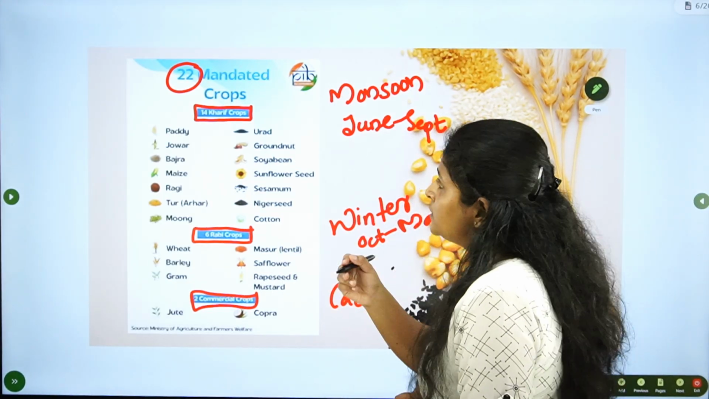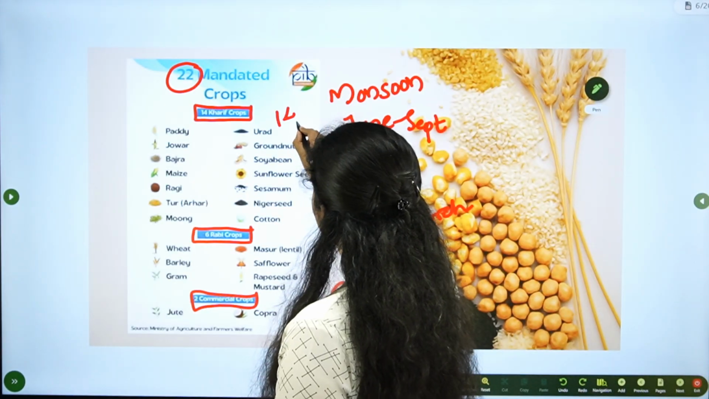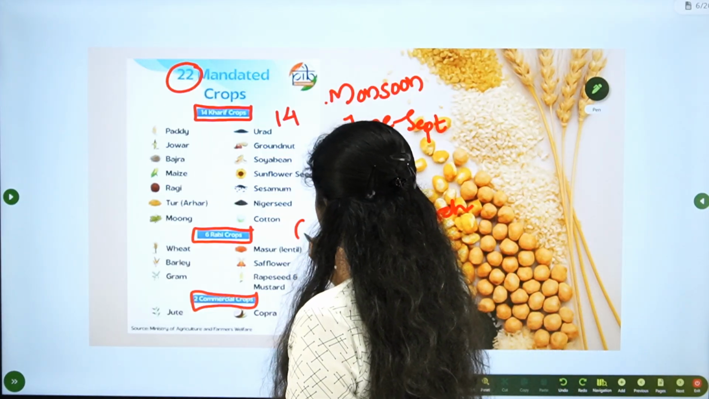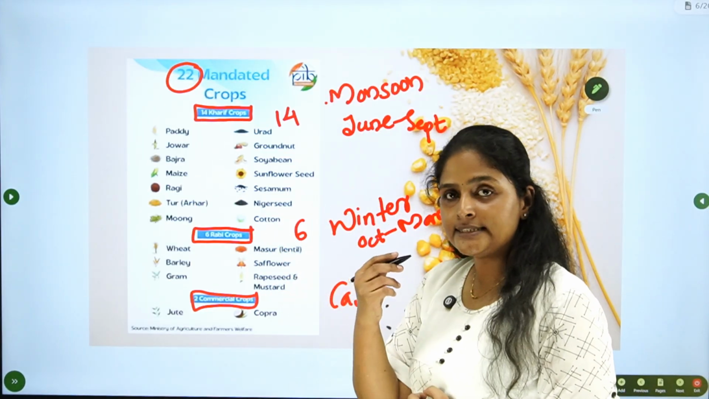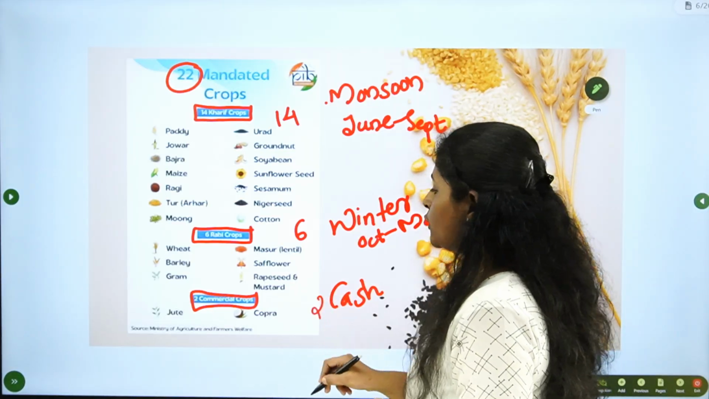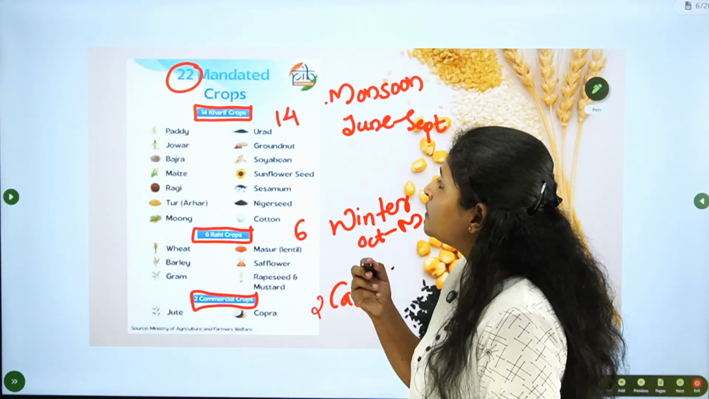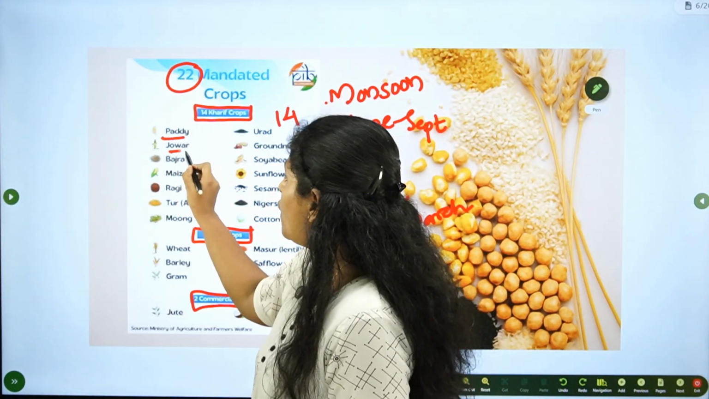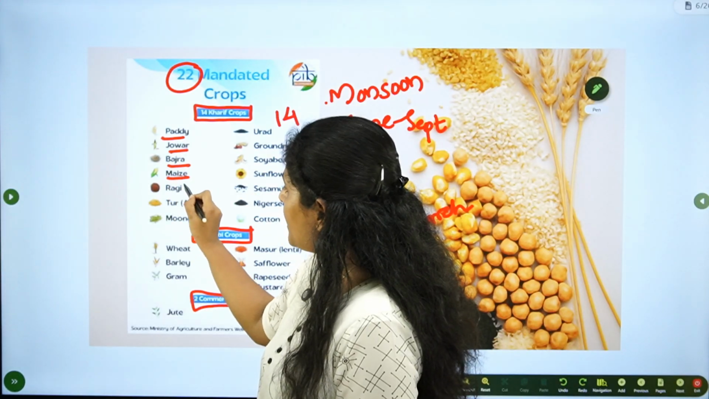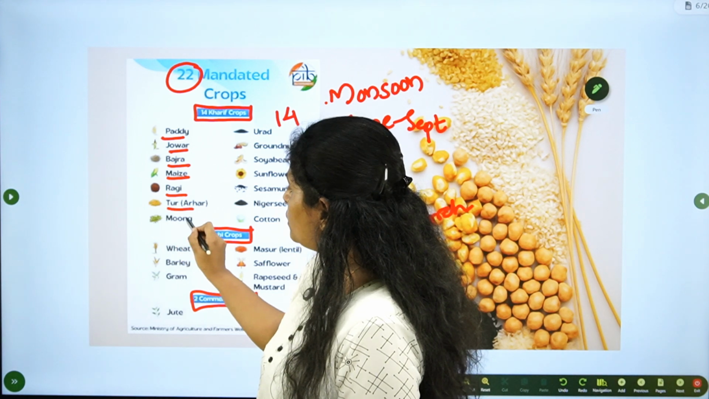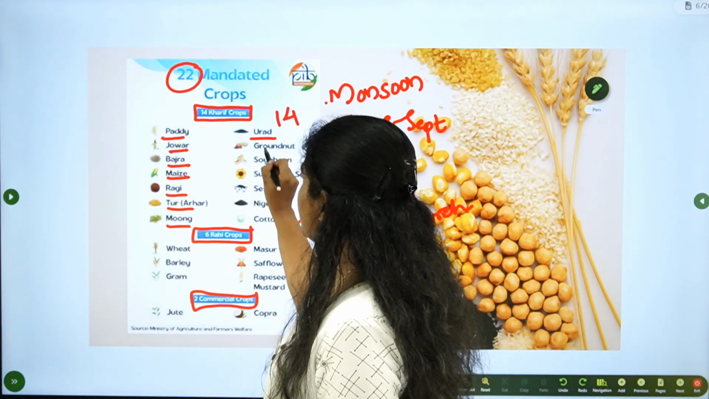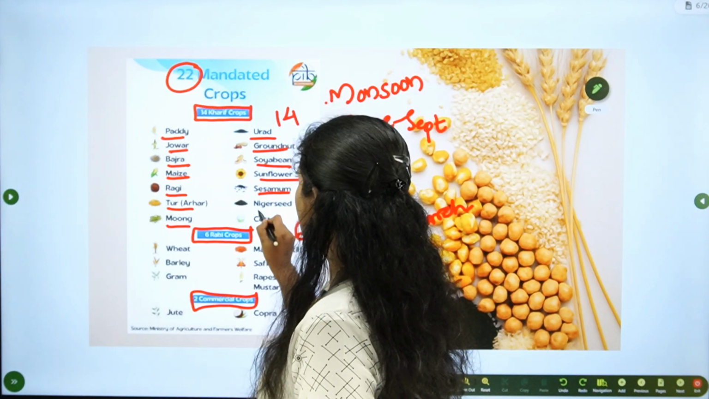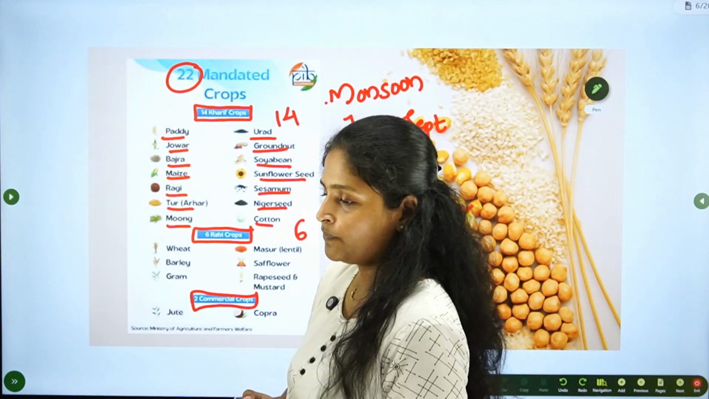Okay. So, there are 14 monsoon crops or Kharif crops that get MSP, 6 winter crops or Rabi crops that get MSP, and 2 cash crops that get MSP. Which are paddy, jowar, bajra, maize, ragi, tur, moong, urad, groundnut, soya bean, sunflower seed, sesame, Niger and cotton.